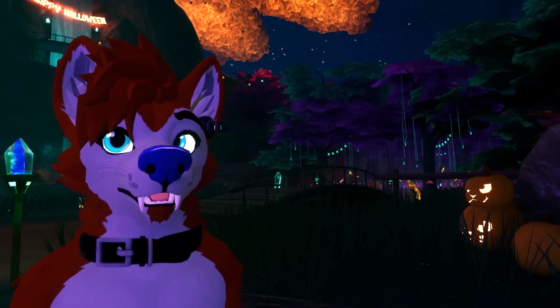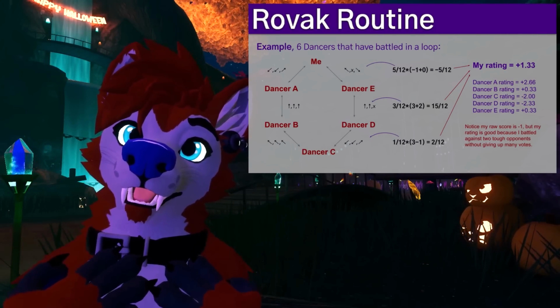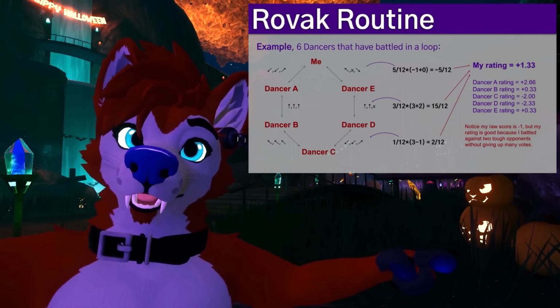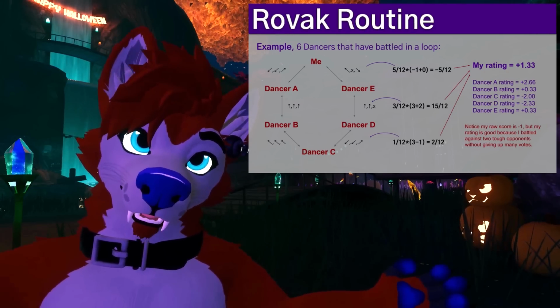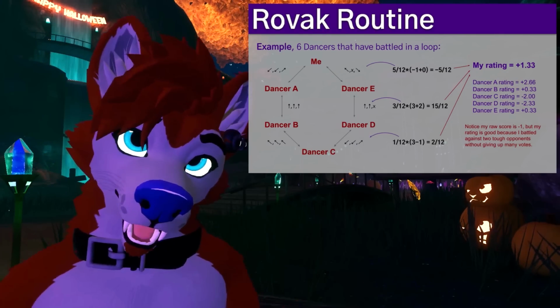Let me show an example. In a chain of battles that involves 6 dancers, the scores that I receive in my own battle are weighted by 5/12, the scores that my 2 opponents receive in their other battles are weighted by 3/12, and the scores my opponents' opponents receive are weighted by 1/12. You can see that my own battles affect my rating the most, but so do all the other battles.